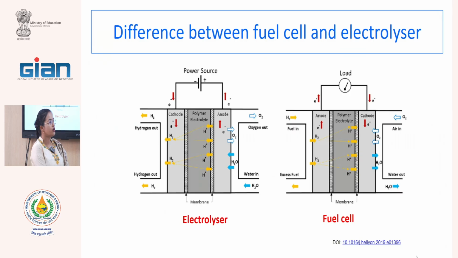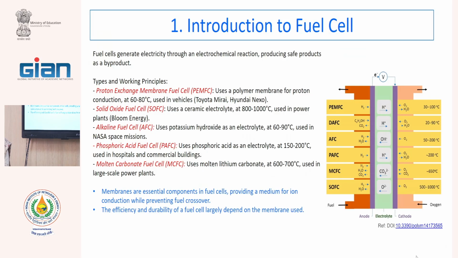It is transported through the polymer electrolyte or the membrane towards the cathode. Then it reacts with the electron and generates water molecules. So water is generated and the power is generated. We do not see any CO2; no greenhouse gas production here. Now the difference between electrolyzer and fuel cell is clear.